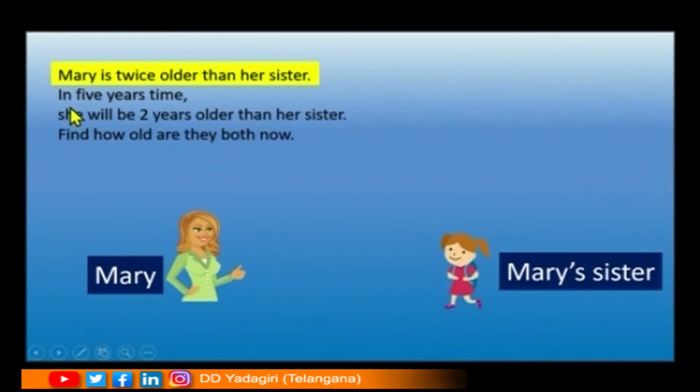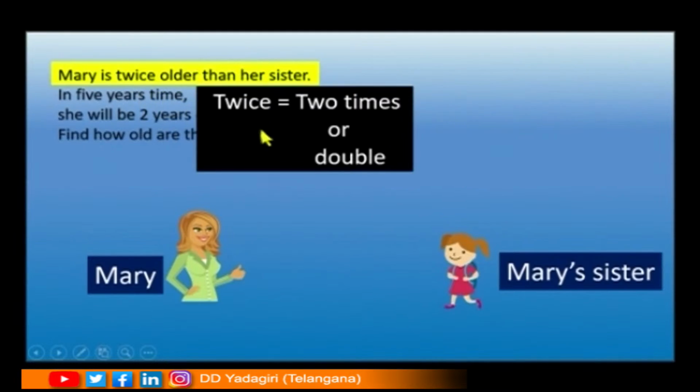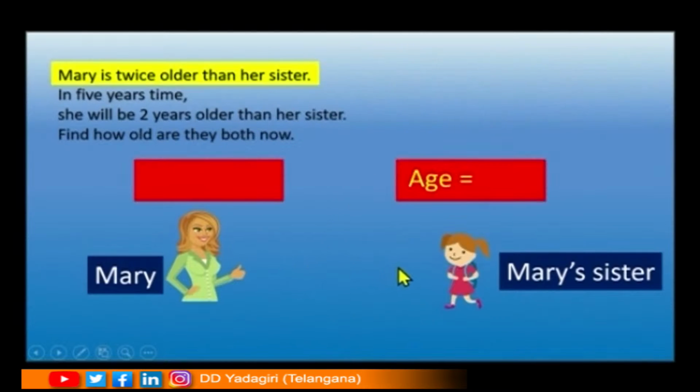And what is given in the first part of the question? Mary is twice older than her sister. What is the meaning of the word twice? Twice means 2 times or double. That means if Mary's sister's age is 5 years, Mary's age will be 10 years. It should be double the age of Mary's sister.